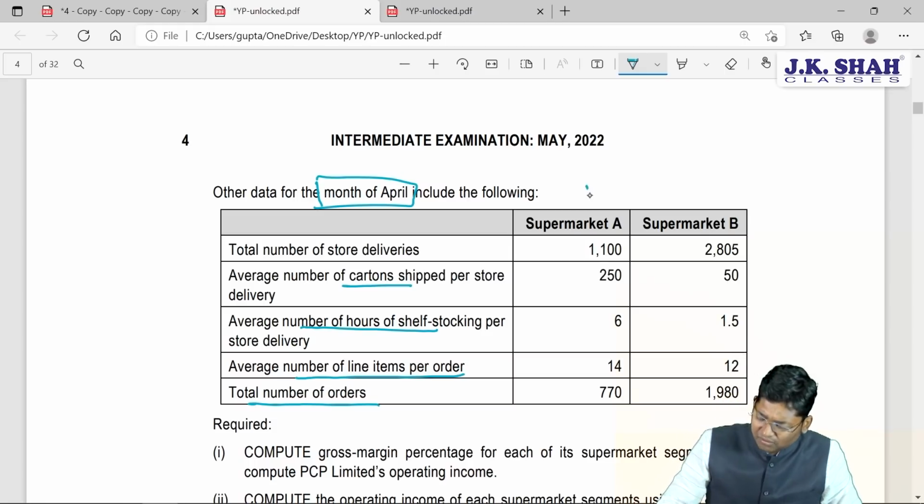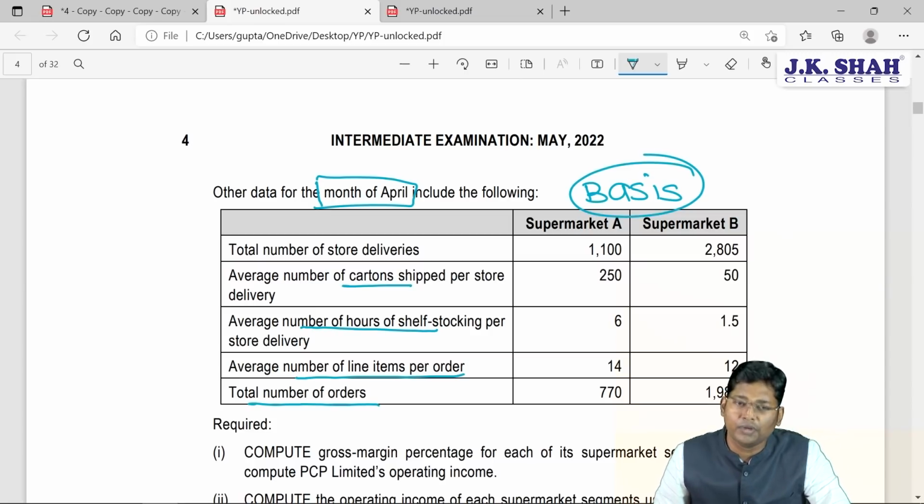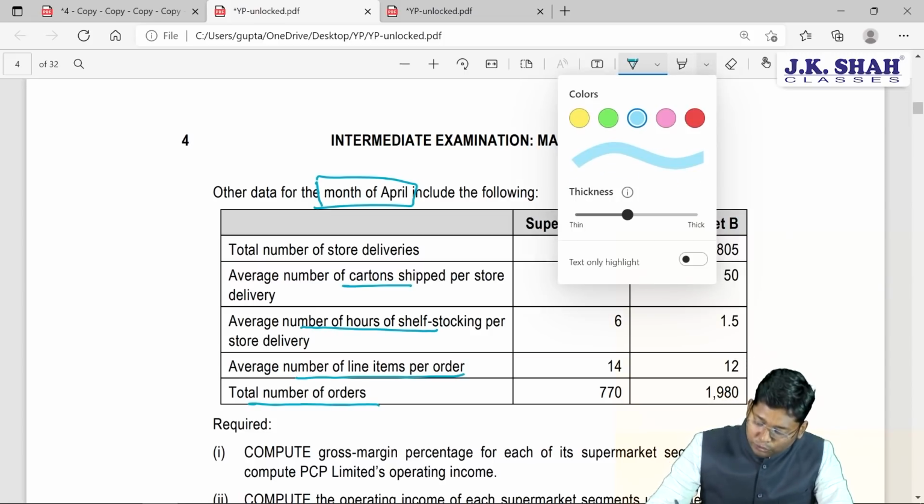Everything is given. Sir, what this table stands for? This table stands for all the basis. Activity wise totals are given for both the supermarket. What we need to do?